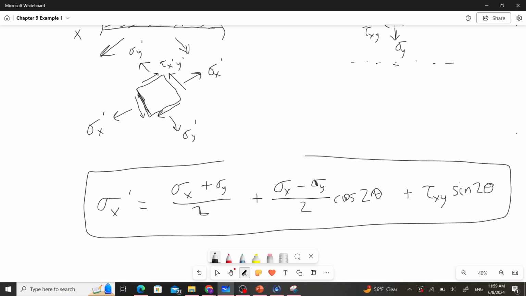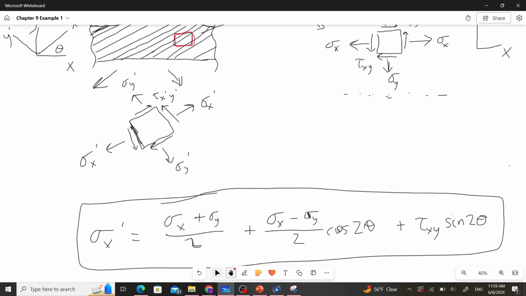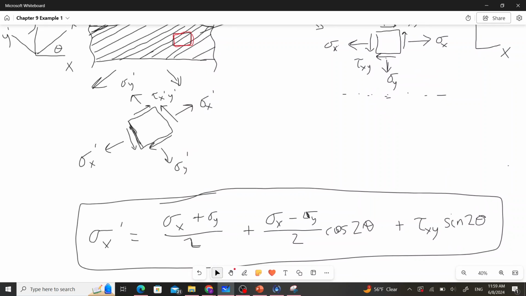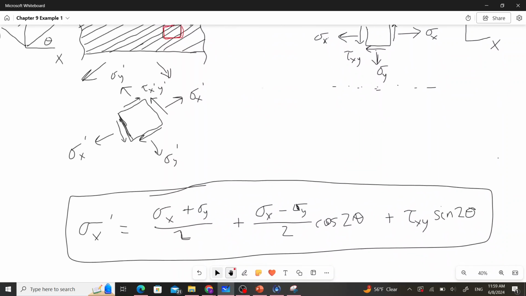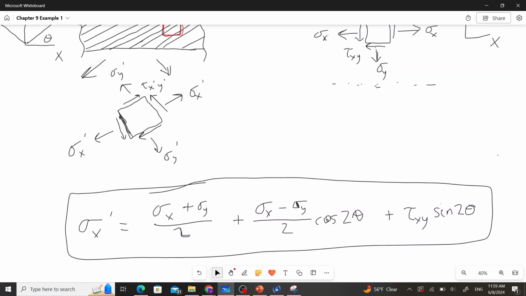And we'll know what each of those variables are: sigma x, sigma y, tau xy. You'll have calculated those for this stress element up here. And theta is the angle of rotation from the x-axis, going from x to x prime. That would give us sigma x prime. So in this case, that's what we're interested in, to get the stress in the fiber direction of this composite material.